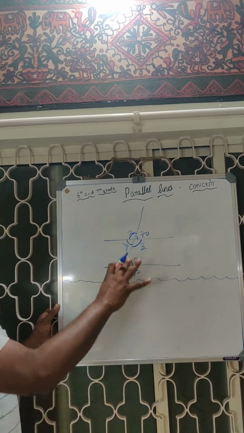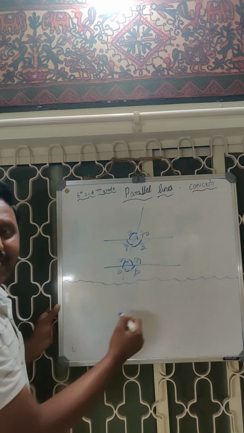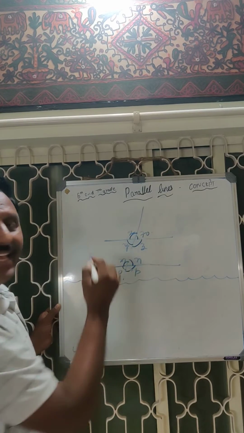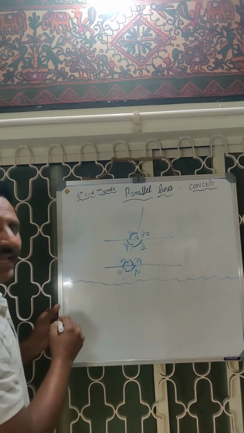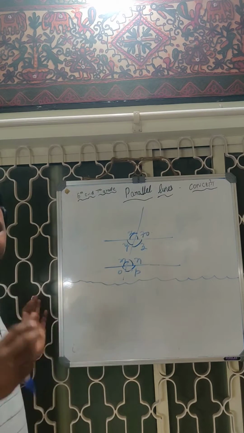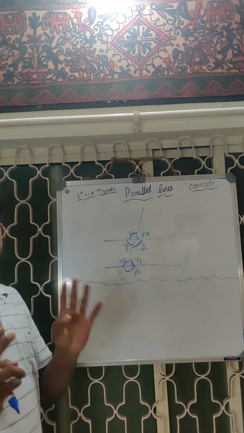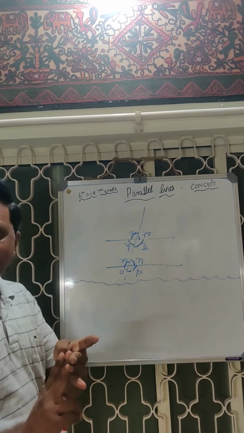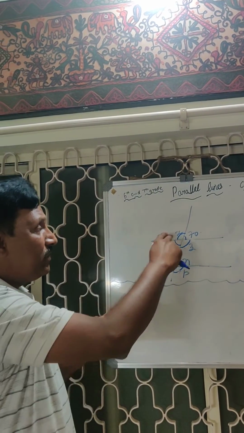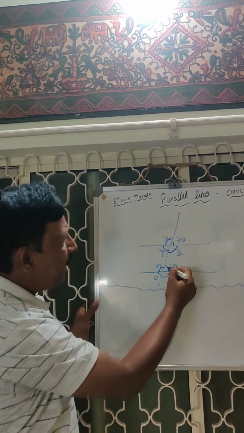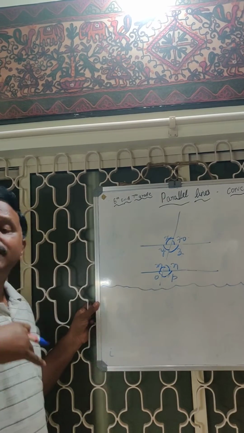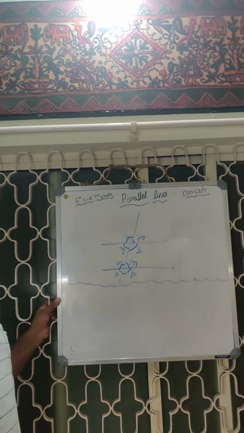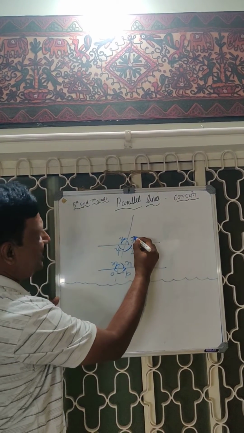A simple problem where out of 8 angles, one angle is given. Now, to find out all other angles, you should always remember that if you remember 3 things, it is enough. One is vertically opposite angles are equal, corresponding angles are equal, and interior angles on the same side of the transversal sum up to 180 degrees, or supplementary angles. You can consider supplementary angles also. Now this is 70 degrees.